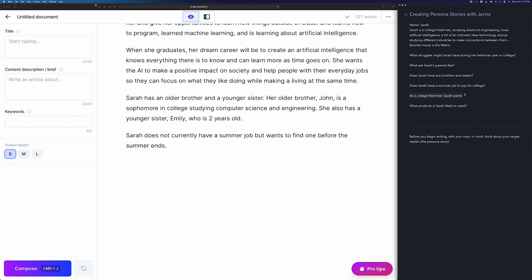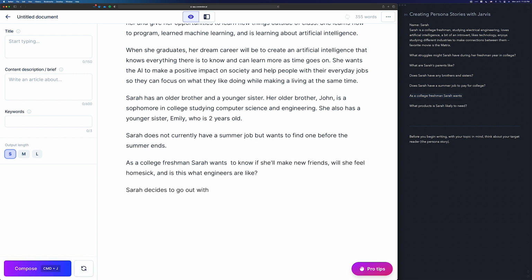Let's see if we can have a lead, right? Instead of running this as a command, we're going to run this as a compose, but we're going to lead Jarvis. We're going to say, as a college freshman, Sarah wants, and let's just see what she wants from being a freshman. Oh, okay. And what engineers are like. Yeah, that's actually pretty good. You could probably think of a few topics to write about from just that.